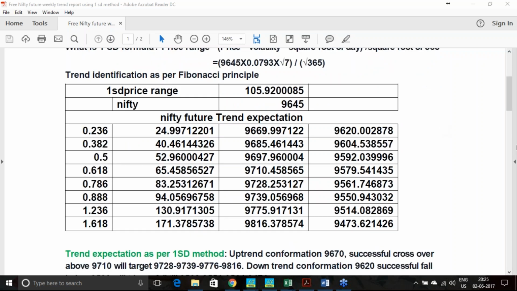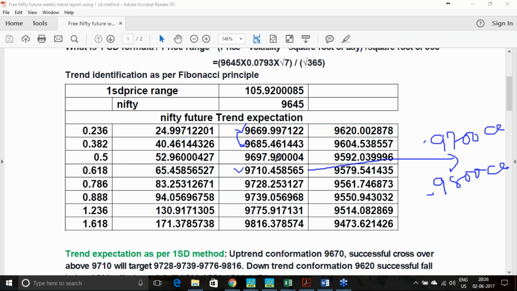Simple example. Suppose Monday market opens and it is opening above 9670, below 9685. In this range it opens. So you have a view that definitely it will go to 9710 because an uptrend breakout has been given. So nothing wrong if you buy one 9700 call option at this point of time and sell a 9800 call option at this point of time.